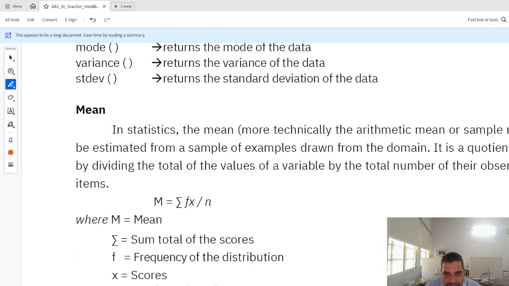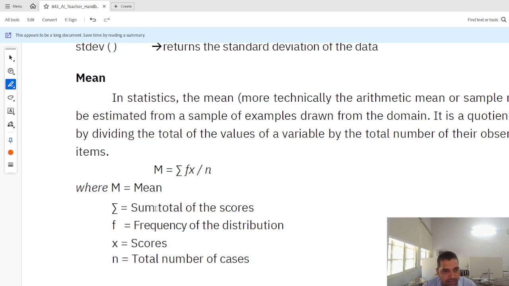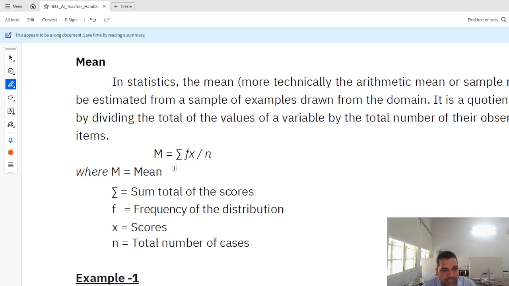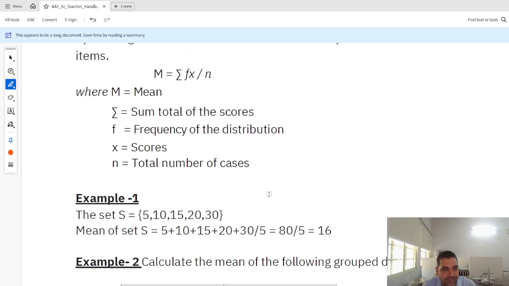As you all are aware of the arithmetic mean, how to calculate it: the sum of fx divided by n. Here f is the frequency and x is the class mark data. So when you multiply the class mark with the frequency, find the sum of the products, and divide by the number of data, we get the mean. Sigma represents the sum total of the scores, f represents the frequency, x represents the score, and n is the total number of cases, how many scores we have taken.